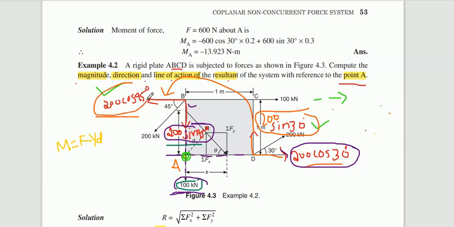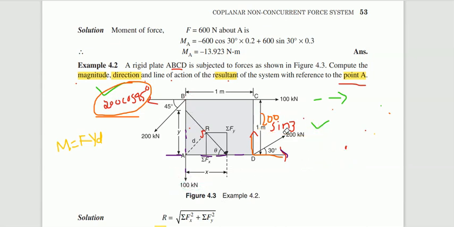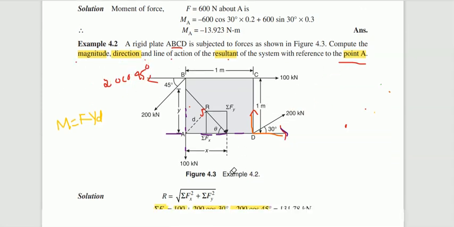And the last force is 200 cos 45. What is the moment due to 200 cos 45? It is 200 cos 45 into 1. What is the direction? It is also anti-clockwise, therefore it is negative. So first you have to resolve the forces and observe how many forces have a line of action passing through that point. Neglect the moment due to those forces and consider the remaining forces. So now we have the 3 moments.